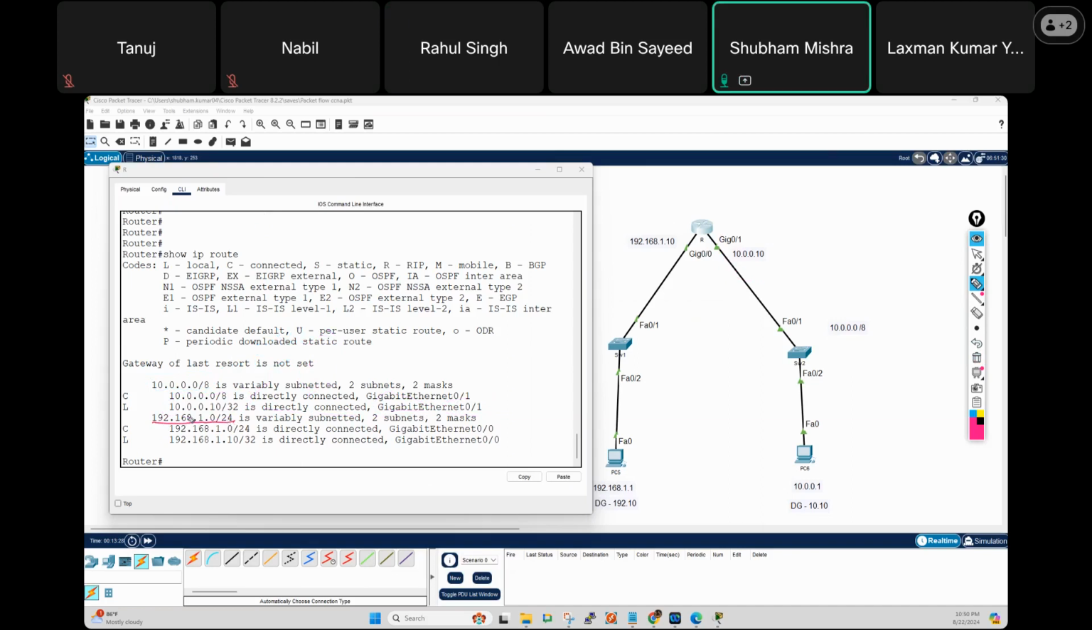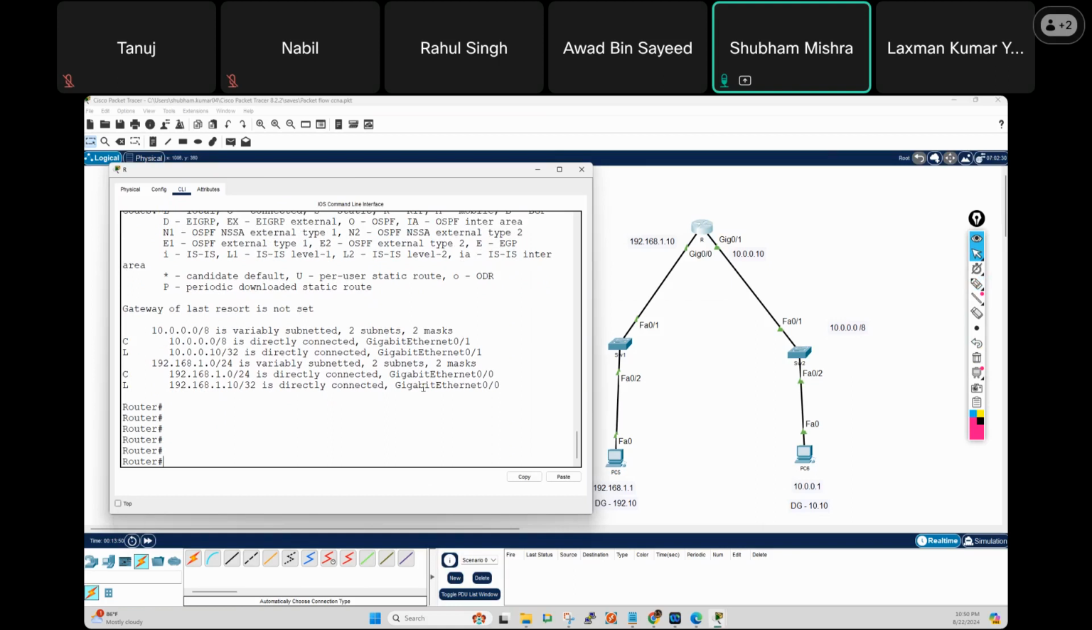192.168.1.0/24. It means this is again the what? Network ID. Are you getting my point? And this network ID is connected with which interface? Gig 0/0. Clear? I hope you guys understand. This is called the routing table. And what is the command? Show IP route. Tell me.